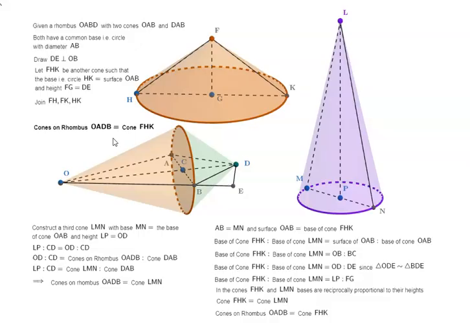So that is proposition number 18 of Works of Archimedes, specifically book 1 of On the Sphere and Cylinder.